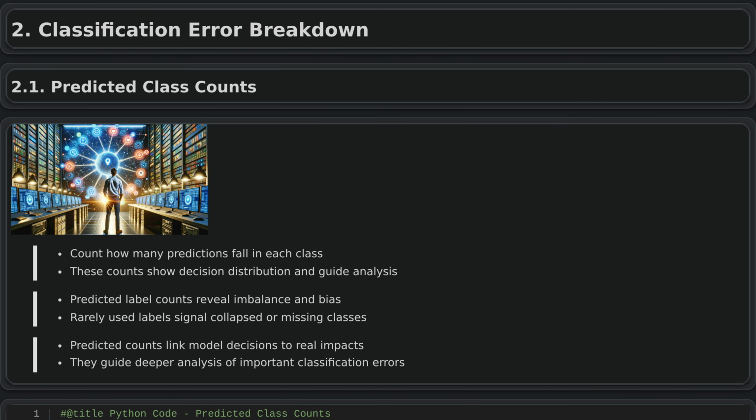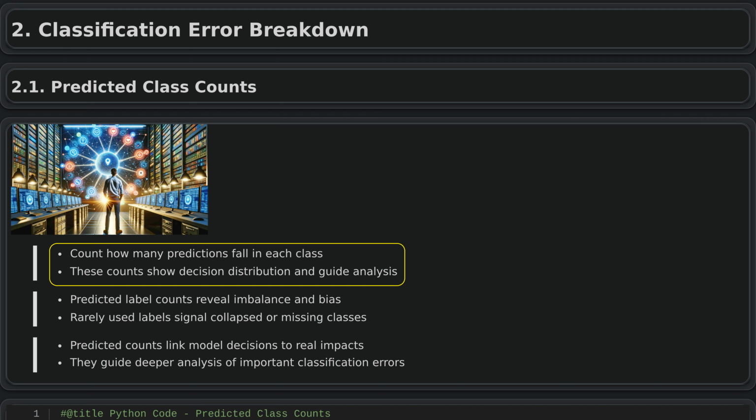Classification error breakdown. Predicted class counts. To quickly summarize a classifier's behavior, you can count how many instances it predicts for each category, rather than looking only at overall accuracy. This means tracking how often each label is chosen, whether the prediction is right or wrong. For example, in spam detection, you count emails predicted as spam versus not spam, and in medical diagnosis, you count patients predicted as diseased versus healthy.